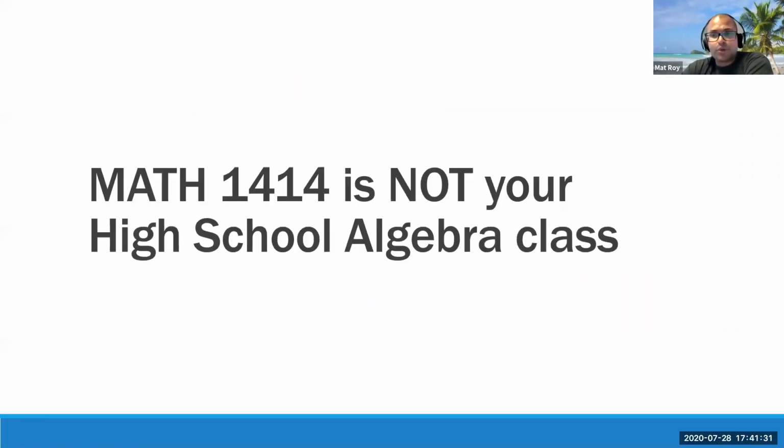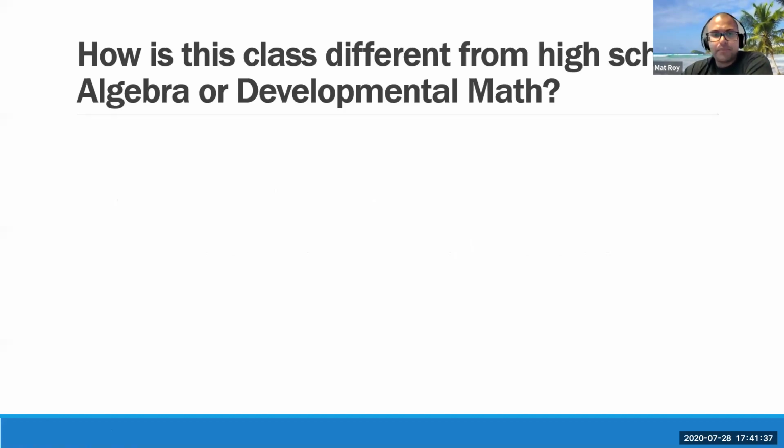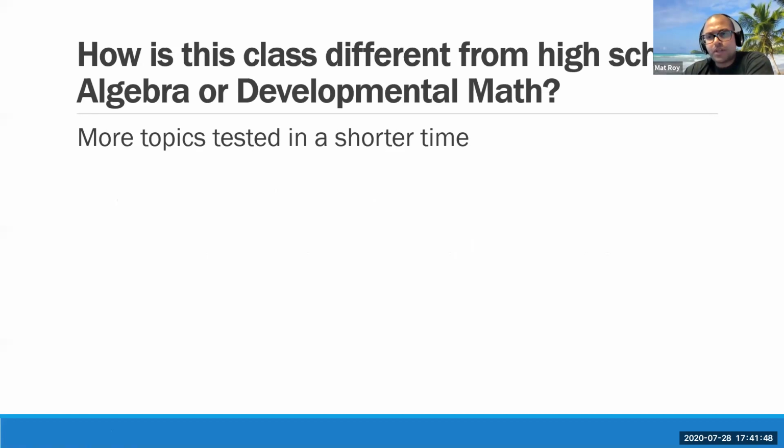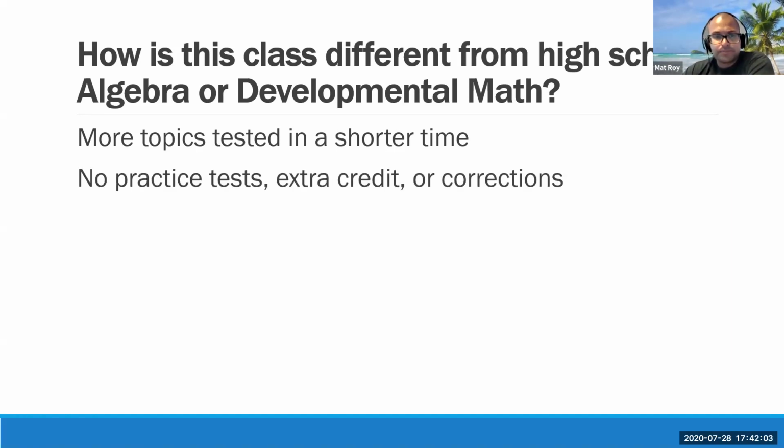Now, I want to point out that Math 1414 is not like your high school algebra class for a lot of different reasons that I want to go through now. So how is this class going to be different from your high school algebra class, or let's say even if you took 0320, how is this class going to be different? Well, first of all, you're going to cover more topics in a shorter amount of time. If you think about it, in a high school math class, you get one full academic year to learn it. At the college level, you'll get at most 16 weeks to really learn all of the stuff and more that you did in high school. There are no practice tests, extra credit, or corrections. So you'll have to earn your grade. All of the tests that you take will count towards your final grade.